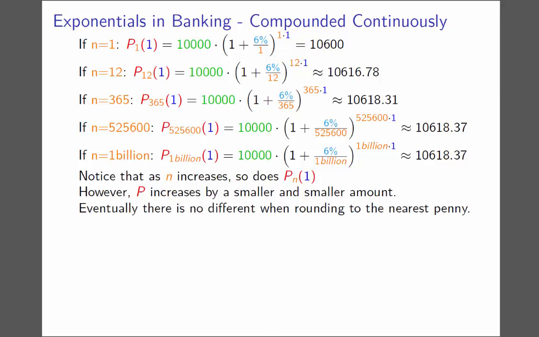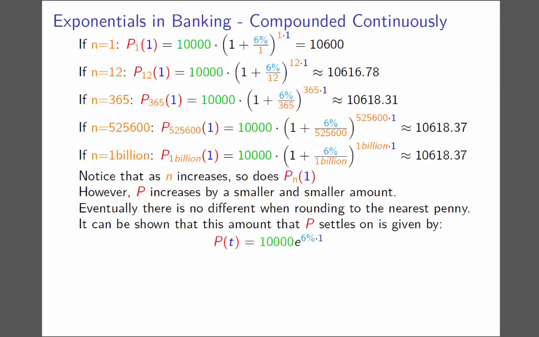So what's the significance of this number, $10,618.37? It can be shown that this amount that P settles on is given by the formula P of T equals 10,000 times e to the 6% times 1 year.